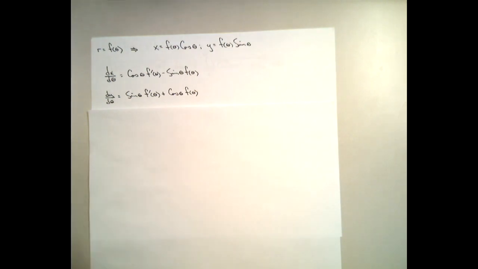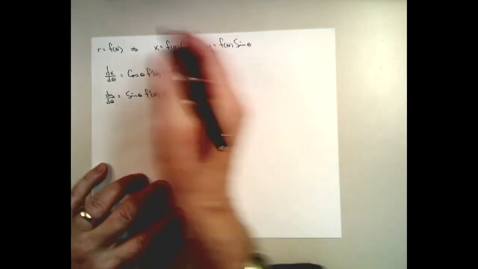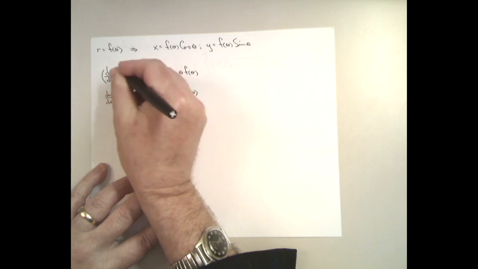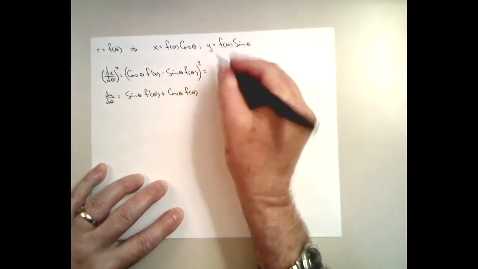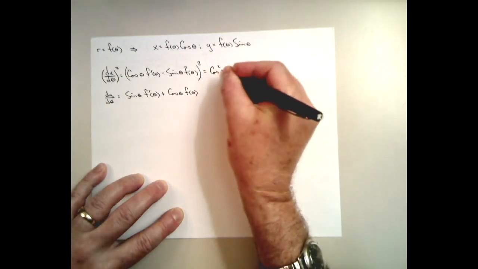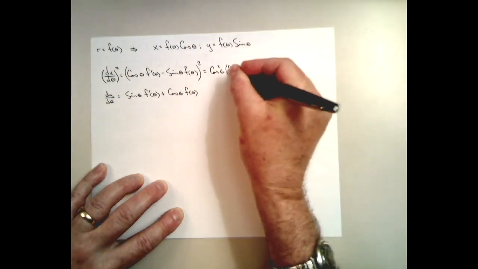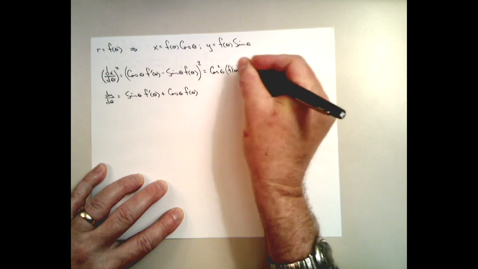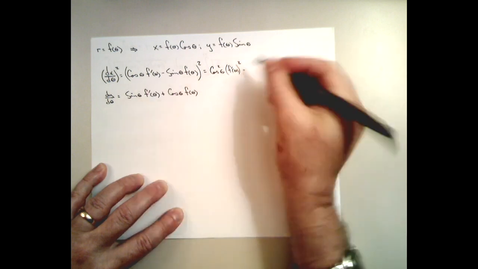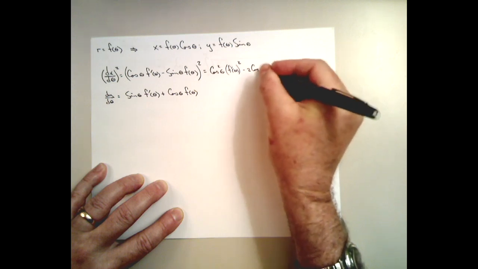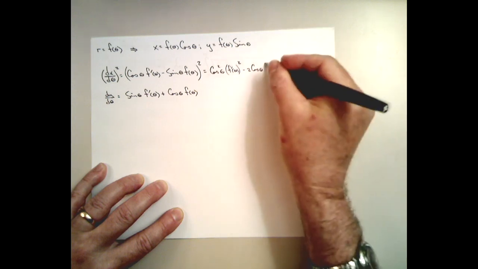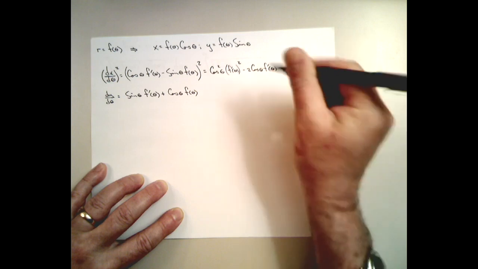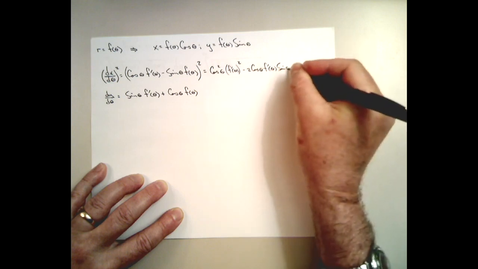And so I need to square those. I need to add them together. So let's go ahead and do that. Whenever I square dx d theta, I'm going to get, let's see, so this is going to be the first term squared times f prime theta squared minus twice cosine theta f prime theta sine theta f of theta.